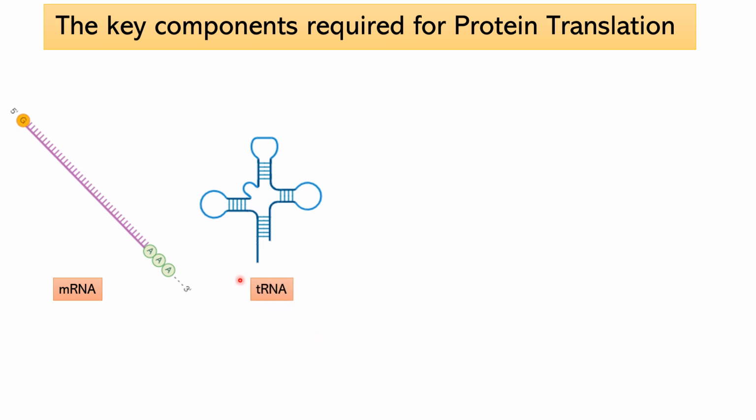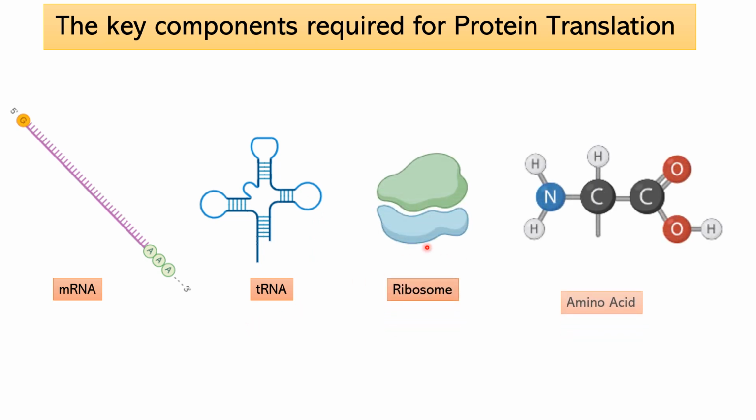So the first thing, what are the main components of translation? The first component is the presence of a messenger RNA, or an mRNA. So we need an mRNA at first. Then the presence of a tRNA, or transfer RNA, which is also a key component of translation. Then we have the ribosomes, which are also a key component of translation, and of course the presence of an amino acid.